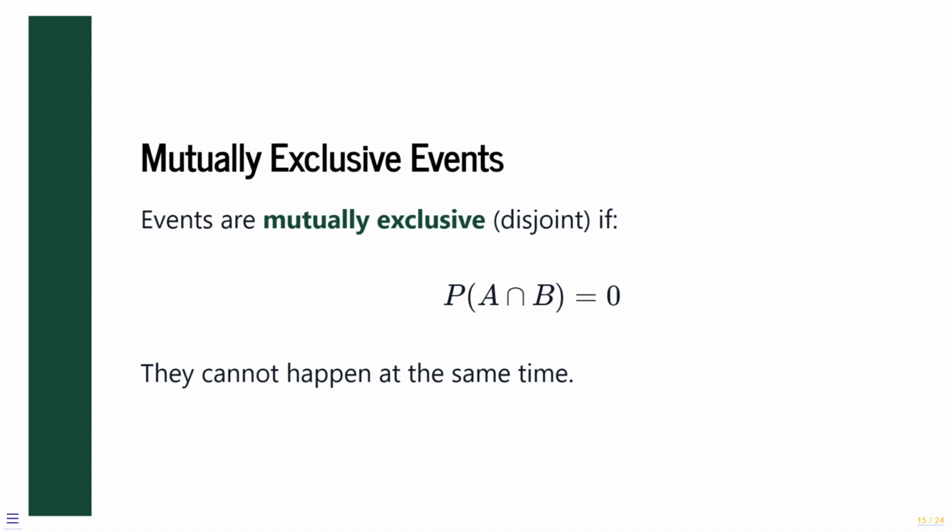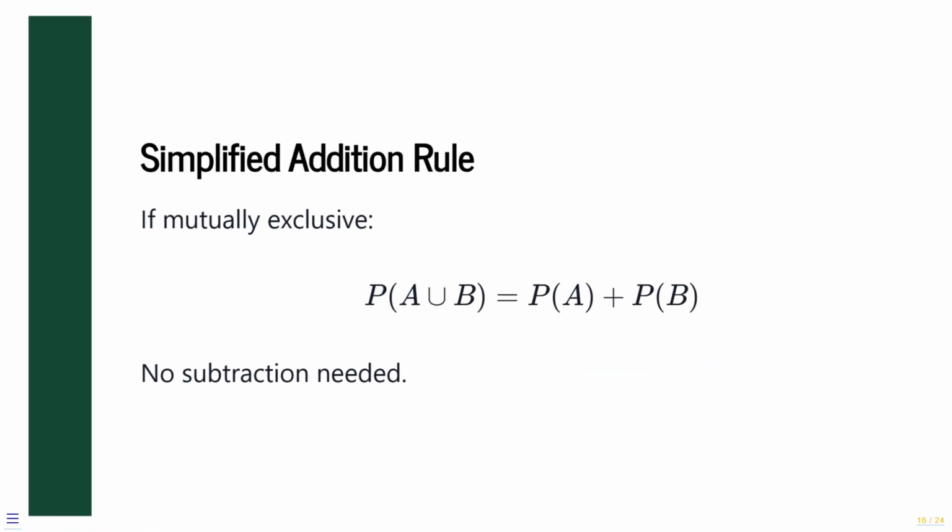Sometimes events are mutually exclusive, also called disjoint. This means they have no outcomes in common. If two events are mutually exclusive, then the probability of their intersection is equal to 0. In that case, the addition rule simplifies to the probability of A plus the probability of B. There is no overlap to subtract because the events cannot occur at the same time.